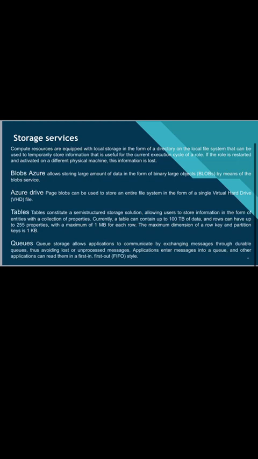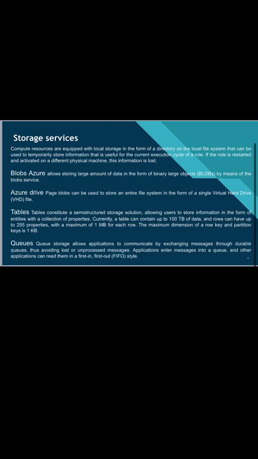Azure blobs allow storing large amounts of data in the form of binary large objects called blobs by means of the blob service. Azure Drive is a page blob that can be used to store an entire file system in the form of a single virtual hard drive. Tables constitute a semi-structured storage solution, and they allow users to store information in the form of entities with a collection of properties. The maximum dimension of a row key and partition key is 1 KB.